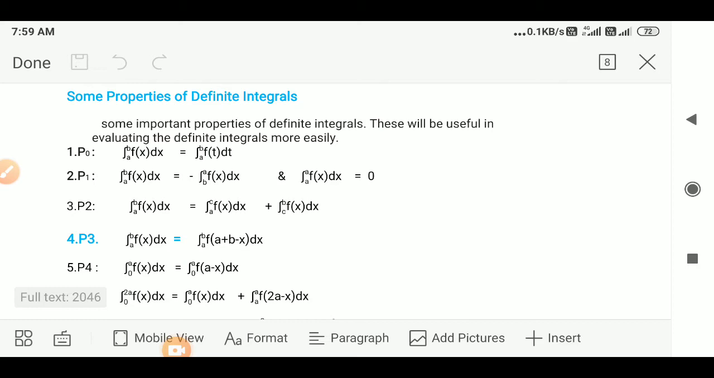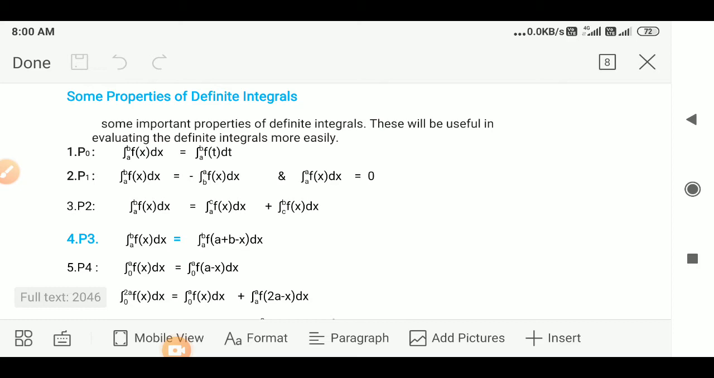Now property number 3, integral a to b f(x) dx is equal to integral a to c f(x) dx plus integral c to b f(x) dx. Here c is a point between a and b. Then first you have to find the integral value a to c, then c to b. This property is mostly used in case of modulus function, integration of modulus function.